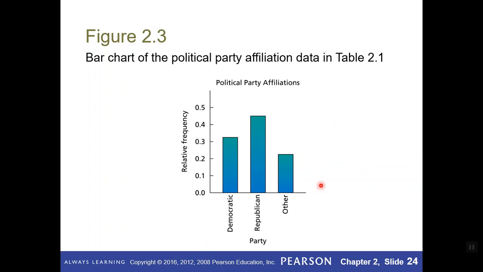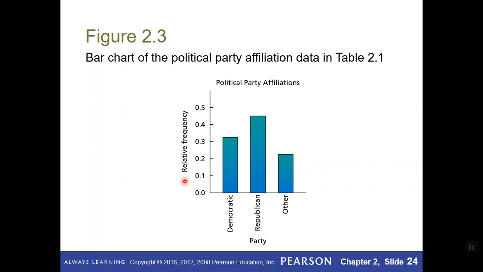On the x-axis we mention party: Democratic, Republican, other, those are the distinct values. On the y-axis or vertical axis, here we represent relative frequency. You can draw this for frequency as well. If you use frequency, the height of the bars can be very large. If you need to shrink the size of the bars, you can use relative frequency, so all values are between 0 and 1 if you use relative frequency for the vertical axis.